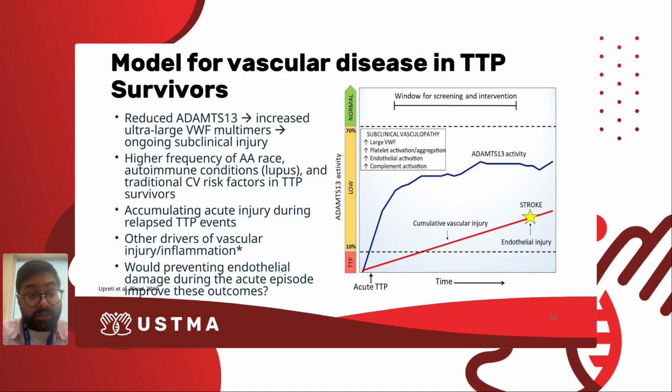Accumulating injury during the acute events may also explain why the increased number of TTP episodes may be driving this, and there may also be other drivers of vascular injury or inflammation that are seen in patients with underlying autoimmune conditions that may contribute to this. This does beg the question: does preventing additional endothelial damage during an acute episode potentially improve these outcomes? We'll talk about that more later during a discussion on acute therapies.